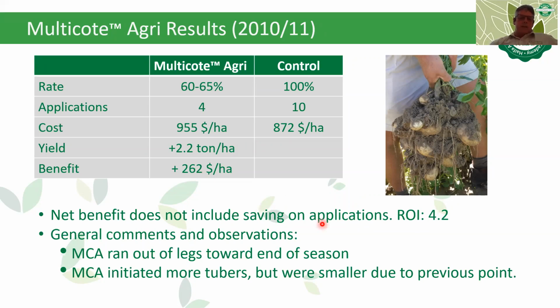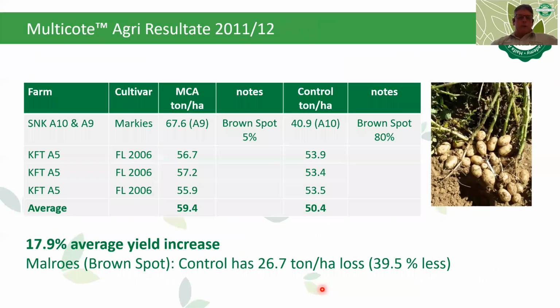What we did notice when we did a session after the season, we discussed what went wrong or what went right. And we realized that our multicote longevity was not good enough, so we ran out of legs, as they say. We did initiate more tubers, but they were smaller due to not having enough nutrients in the bulking phase, and we didn't plan on doing an application there, which we should have. So the following year, we changed the recipe, changed the formulas.